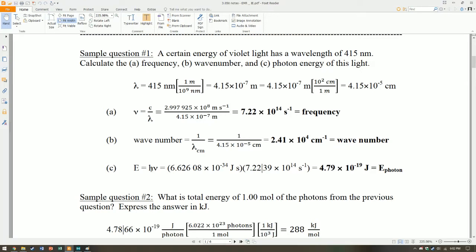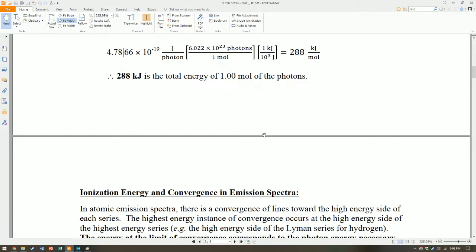And then lastly for the energy, we just use E equals hf, where h is the constant and f is the frequency, which we obtain from part A. The equations that are relevant here are given in the data booklet, so I wouldn't worry too much.